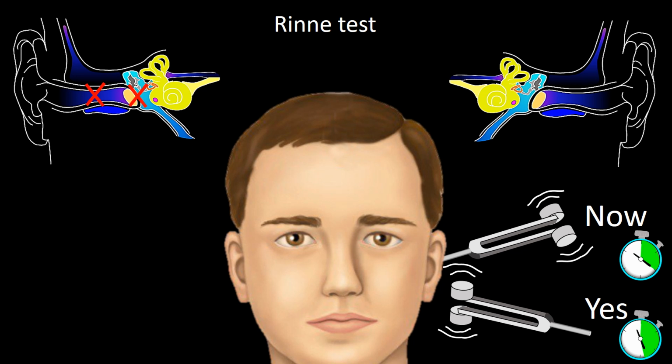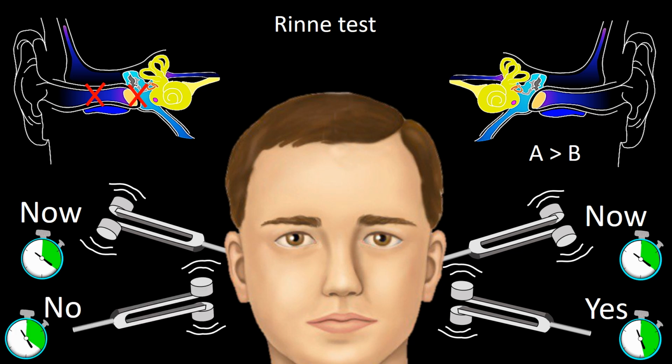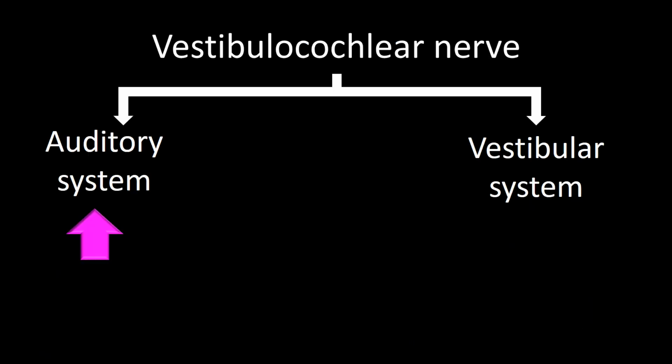Rini test in the normal ear will reveal air conduction greater than bone conduction. In the abnormal ear, bone conduction will be normal, but once the sound is no longer heard and the turning fork removed from the mastoid and placed close to the ears indicated here, the patient will hear no sounds. This constellation of findings indicates that bone conduction is greater than air conduction.